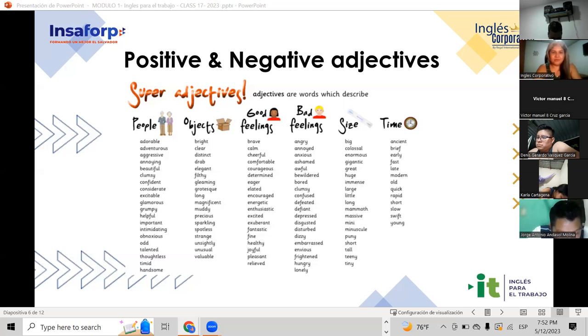Okay, what about moody? Negative. Mud. But in this case is mud, okay? What is that? Enlodado, right? Algo lleno de lodo. Precious. Positive. Algo precioso.